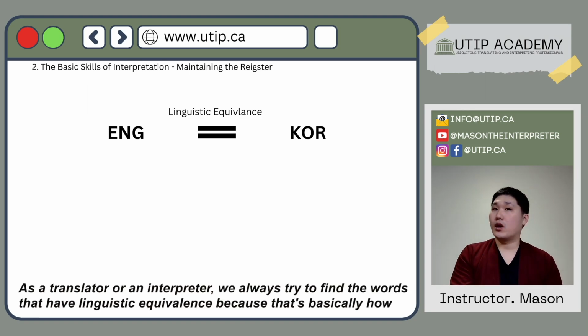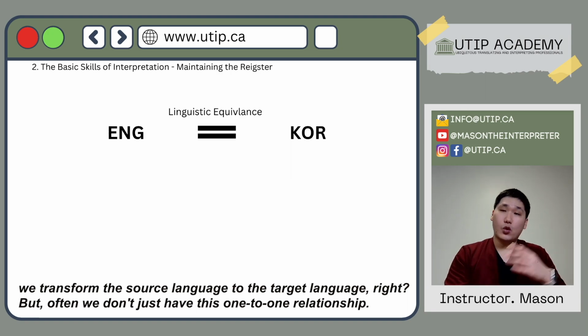As a translator or an interpreter, we always try to find the words that have linguistic equivalence, because that's how we transform the source language to the target language, right? But often we don't have this one-to-one relationship.